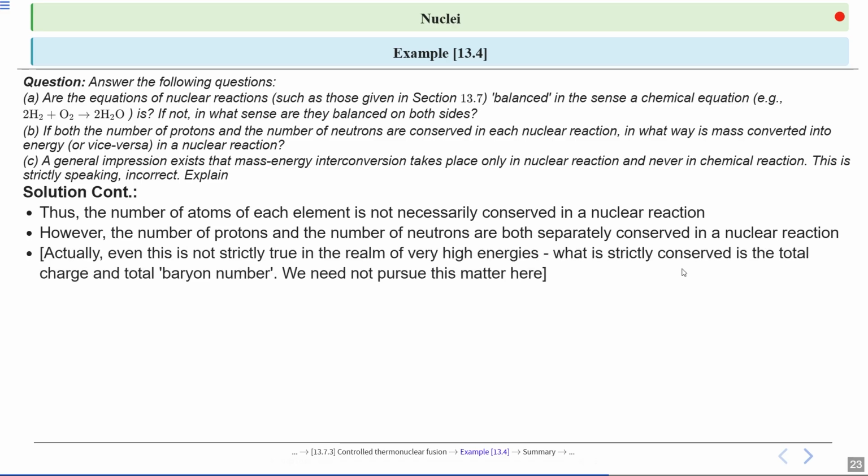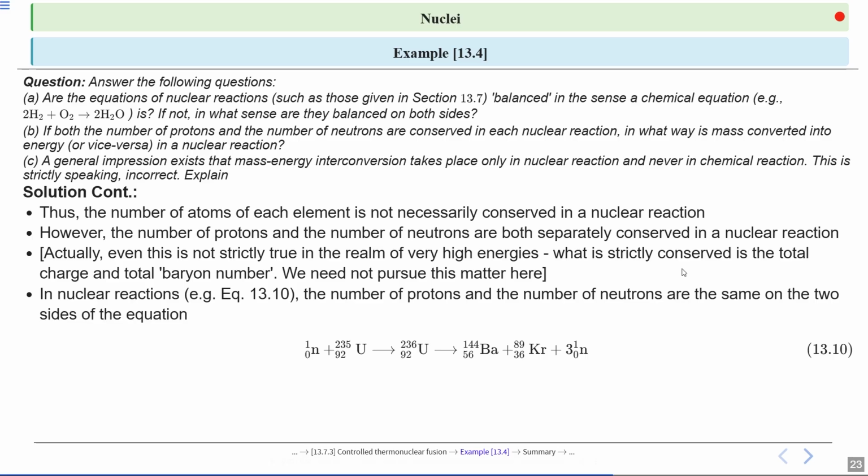At very high energies, even the conservation of protons and neutrons can break down, but what is always conserved is total charge and something called baryon number. For our purposes, we don't need to go into detail, but it's good to know that these deeper conservation laws exist in physics.